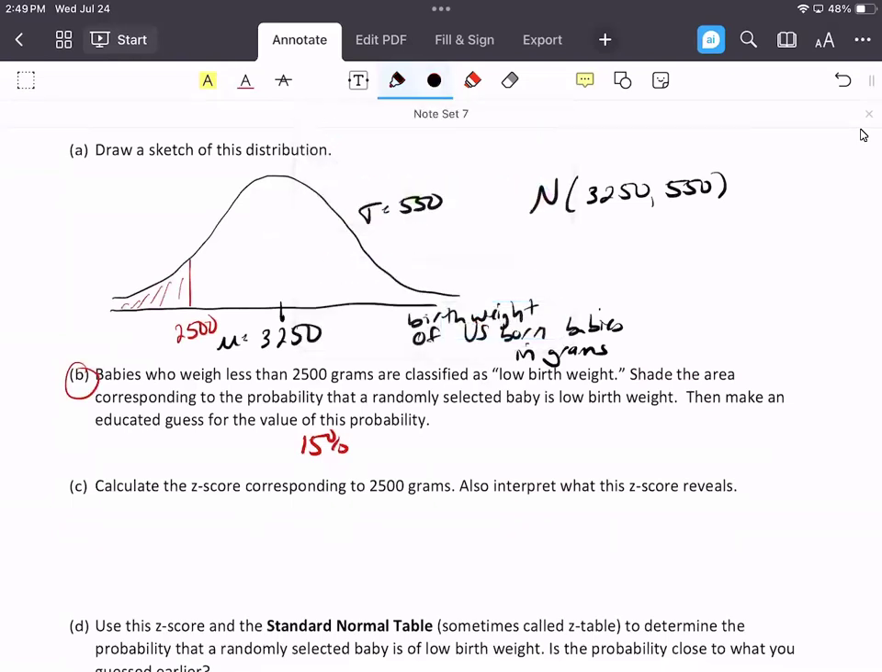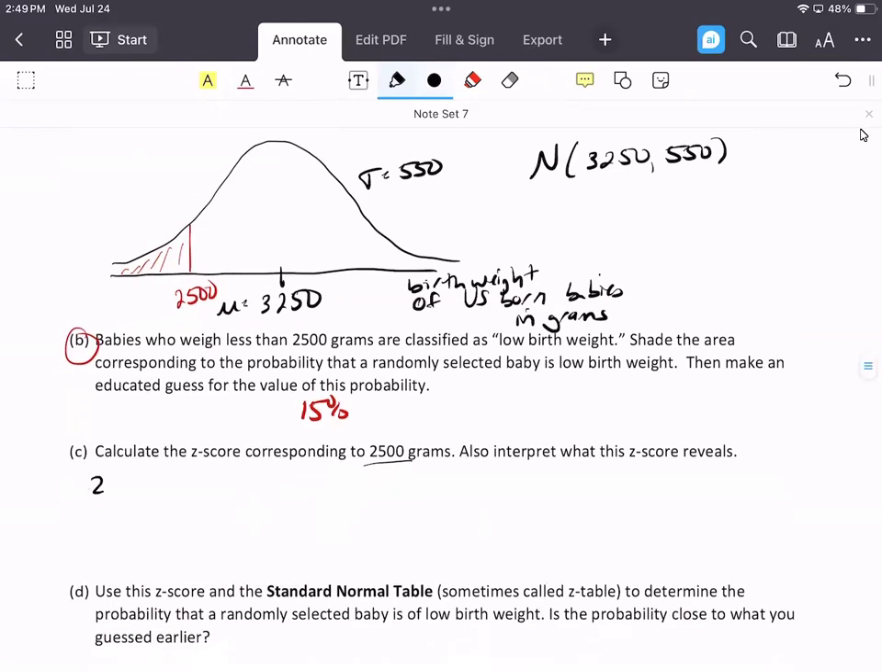Now it says calculate the z-score corresponding to 2,500 grams. Also interpret what the z-score means. So remember, z equals our observation minus the curve center divided by the standard deviation of the curve. So in this case, z will be 2,500 minus 3,250 divided by 550. And when you plug that into a calculator, you get negative 1.36.